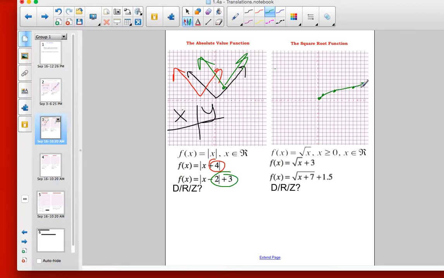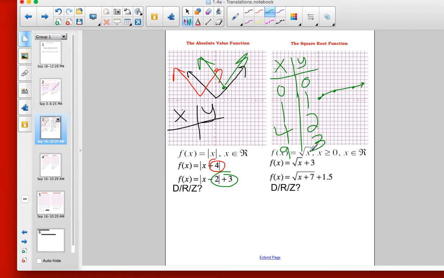And again, if you wanted to, you certainly could do your own little chart over here and just say, okay, if I plugged in 0, I get 0. If I plug in 1, I get 1. If I plug in 4, I get 2. And 9, 3. Those are just four points for the square root of x. In case I went too fast there, you can certainly make your own charts and then just fill them in.